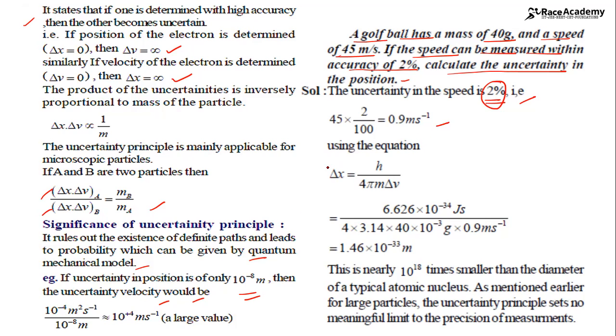Using this equation, delta x is equal to h by 4 pi m delta v. After substitution, we got the uncertainty in position, delta x, as 1.46 times 10 to the power of minus 33 meters. And this uncertainty is 10 power 18 times smaller than the diameter of a typical atomic radius. What is the atomic radius? 10 power minus 15. Okay. And as mentioned earlier, for large particles, the uncertainty principle sets no meaningful limit to the precision of measurements. So that's why it should be discussed only for micro objects.